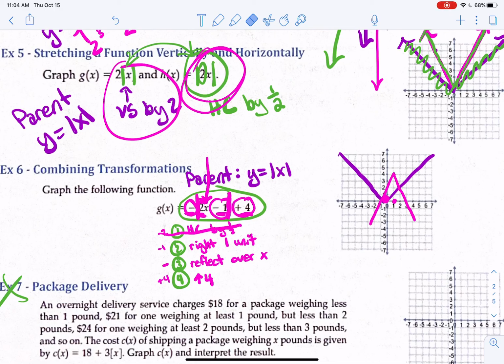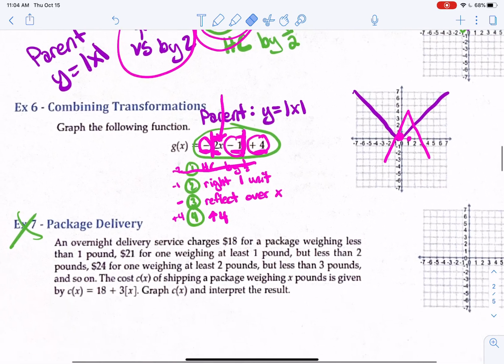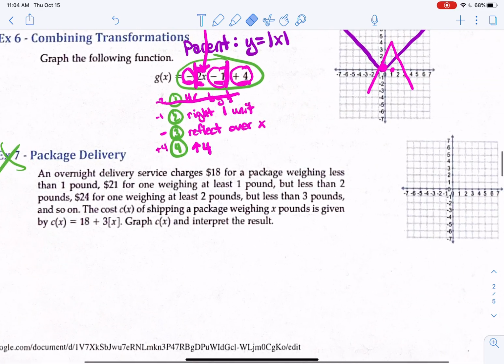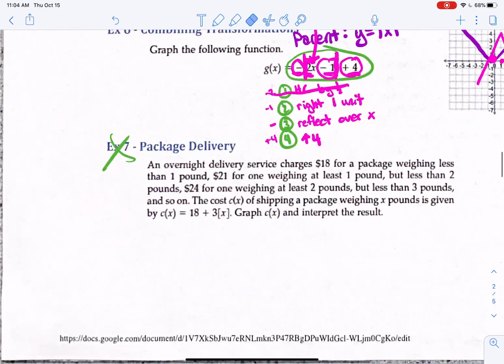That gets a little bit more confusing, especially when you have 4 of them at one shot. I think usually you'll only have about 2 transformations to do. But sometimes they will throw 4 of them at you all at once. But anyway, hopefully you got through that. We'll skip example 7. And there you go.